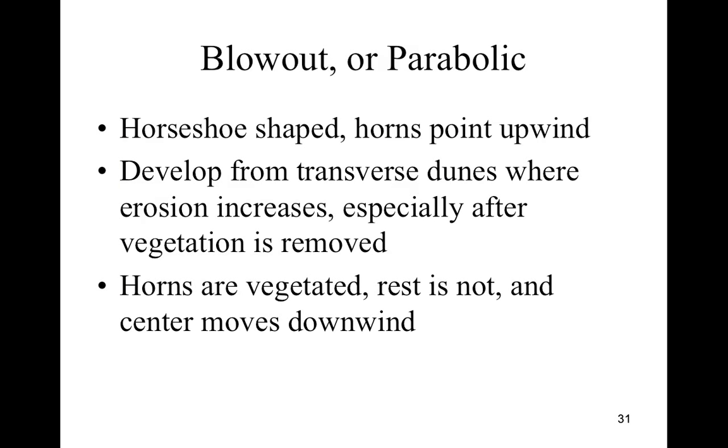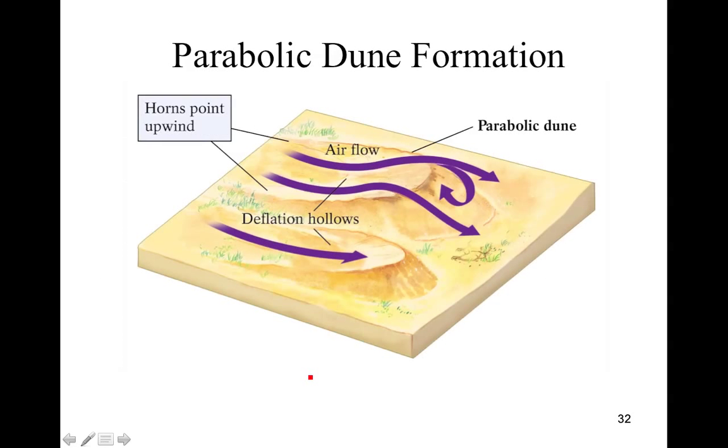And then you can get blowout or parabolic dunes, right? Horseshoe-shaped, with horns which point upwind, the opposite of barkhan dunes. These blowouts or parabolic dunes develop from transverse dunes, but there must have been something to happen to change the sediment transport rates, right? So maybe some vegetation was removed, maybe the wind velocities increased suddenly or something. And often there's an interaction with vegetation. So sometimes the horns are vegetated, but the rest is not, right? And the centre of the dune moves downwind. So this is what they look like.